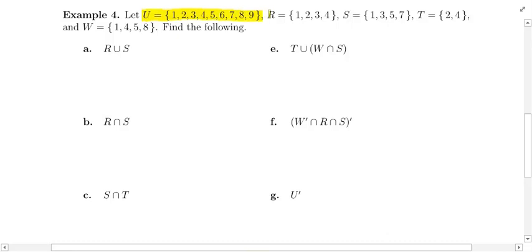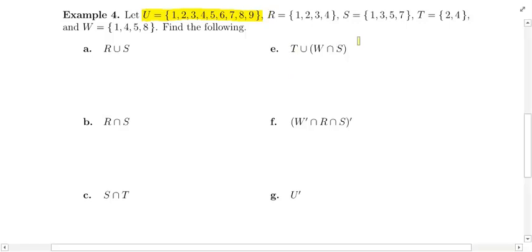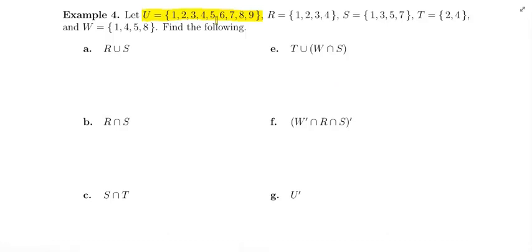And that means all the remaining sets, their objects have to come out of the universe. So in this problem, since the universe contains the numbers 1 through 9, all the remaining sets, R, S, T, and W, can only contain numbers between 1 and 9. Everything that's in these remaining sets has to appear in the universe, because the universe contains all the objects or numbers under consideration in this problem.